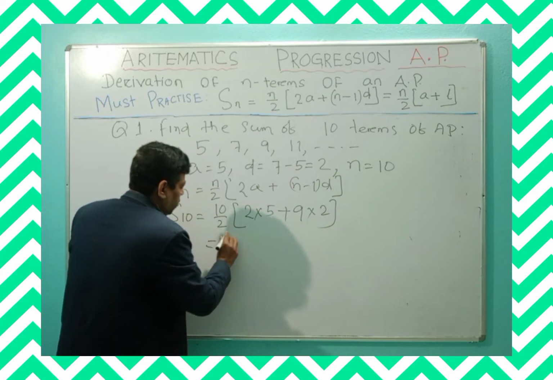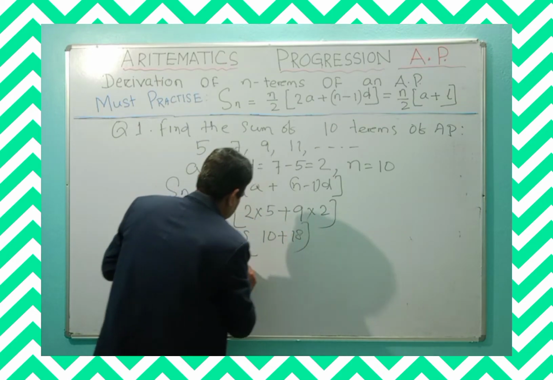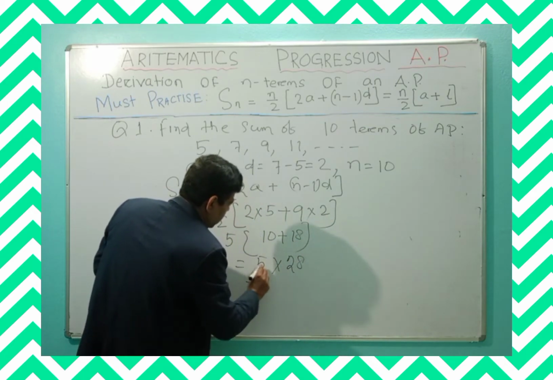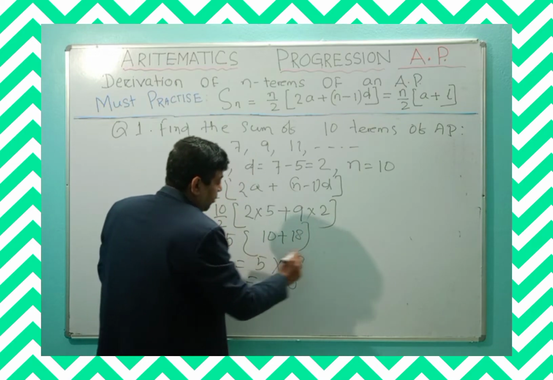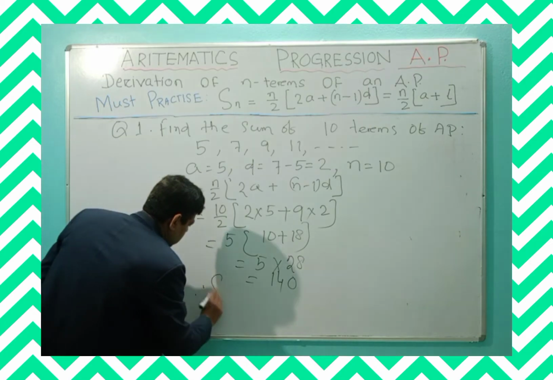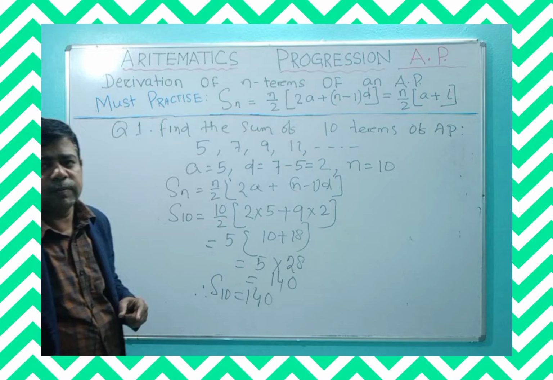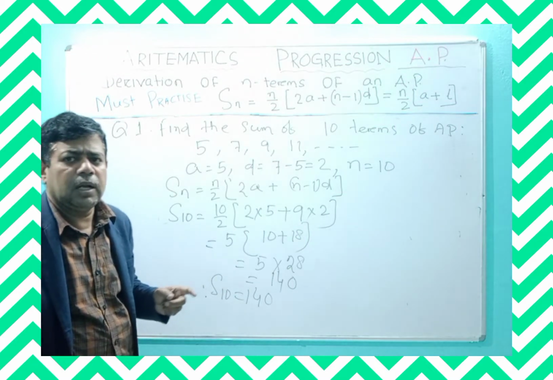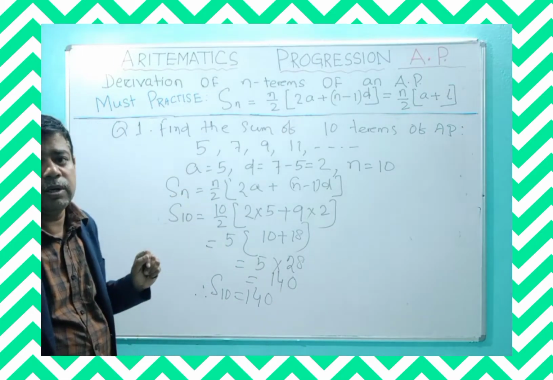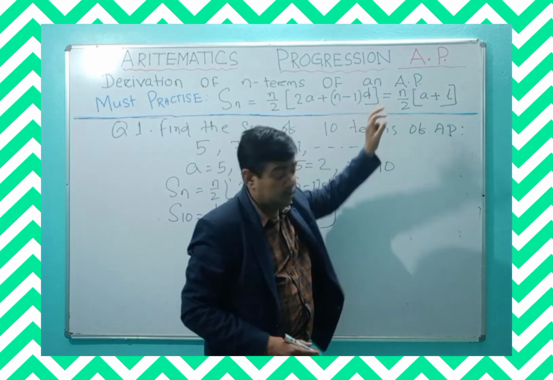Understand? So 10 by 2 is 5. 2 5s are 10, plus 9 2s are 18, which gives 28. 5 times 28: 5 8s are 40, 0 carry 4, 5 2s are 10 plus 4 is 14. Hence S10 is equal to 140, the sum of the n terms of the AP. Very simple concept, and it is widely applicable in solving various problems. Understand or not? Let's see how to use this concept to do a problem.